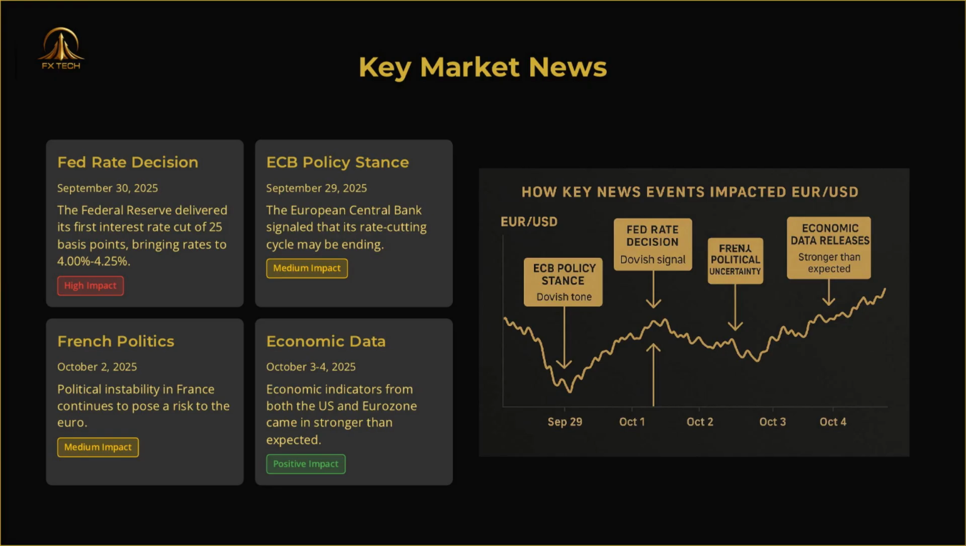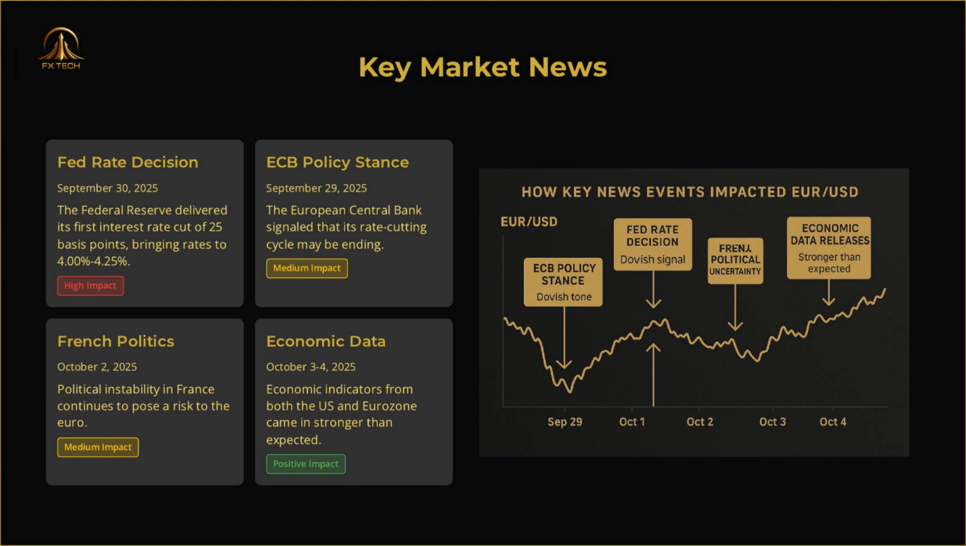On September 29th, the European Central Bank signaled that its rate-cutting cycle may be ending, providing some support for the euro despite persistent economic weakness in key Eurozone economies. This medium-impact announcement helped establish a floor for the euro.